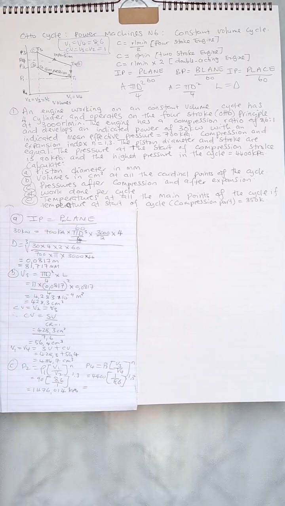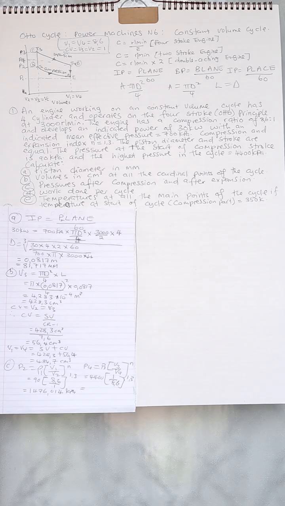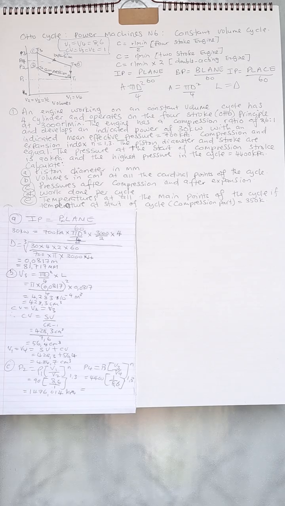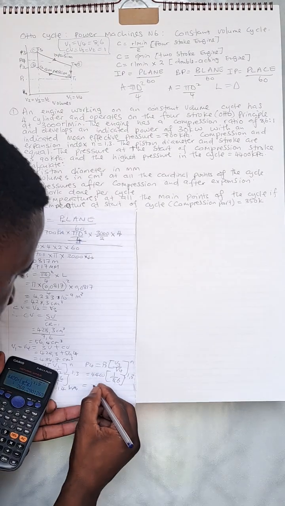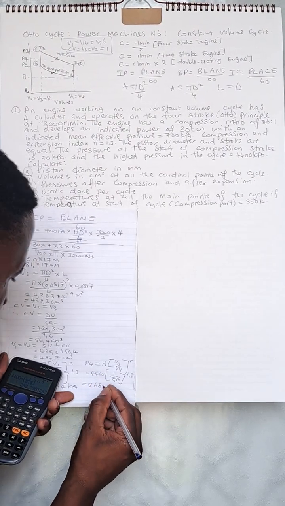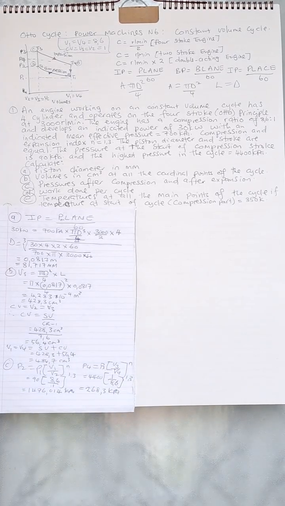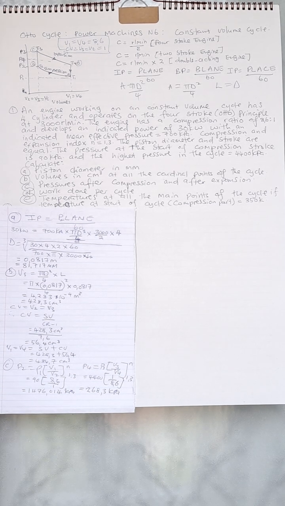So let's see what we are getting there. 4,400 times 1 over 8.6 to the exponent of 1.3. I'm getting 268.3 kilopascal. So now we have all our pressures on the cycle.